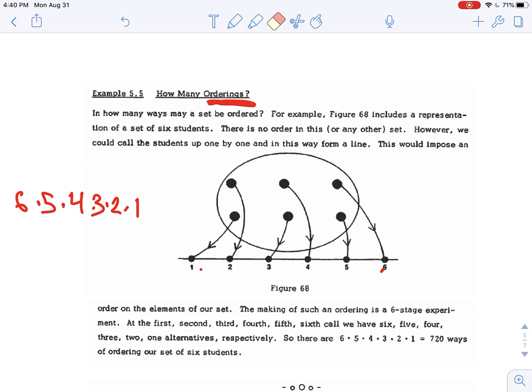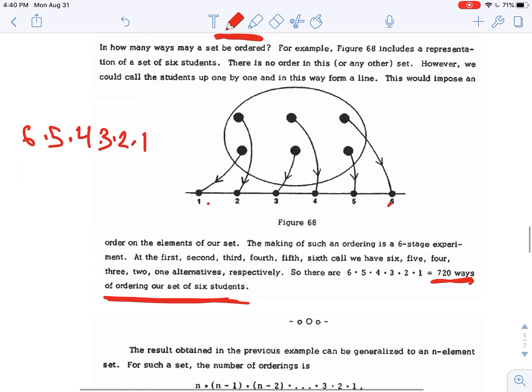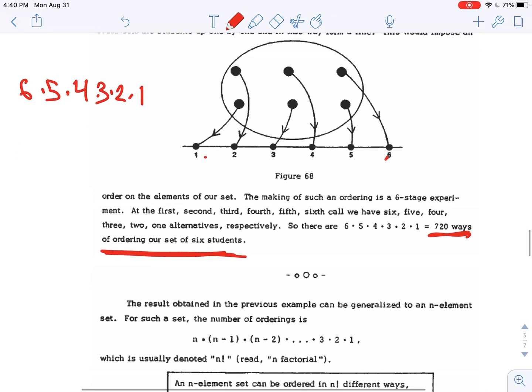So when you're dealing with subsets, that's going to mean something a little bit different. Oh, no wonder my pen's not working. Sorry for the pause there. Had the eraser on. 720 ways of orderings.